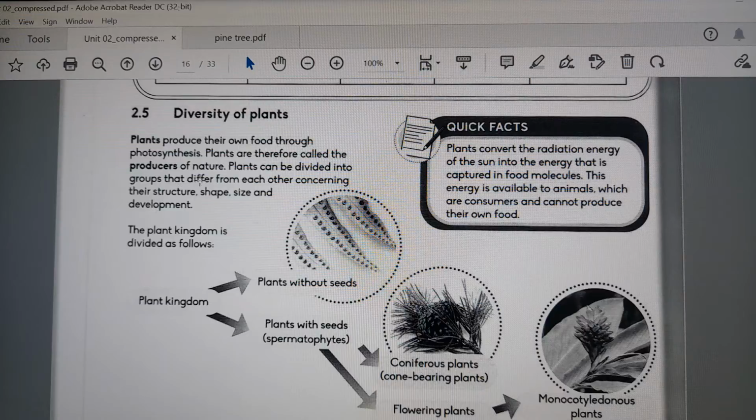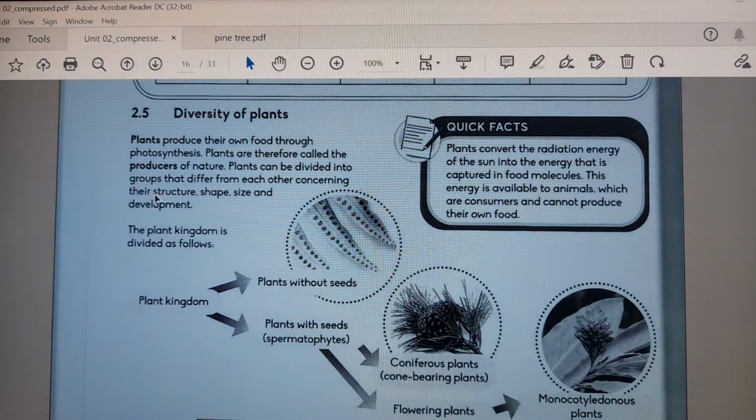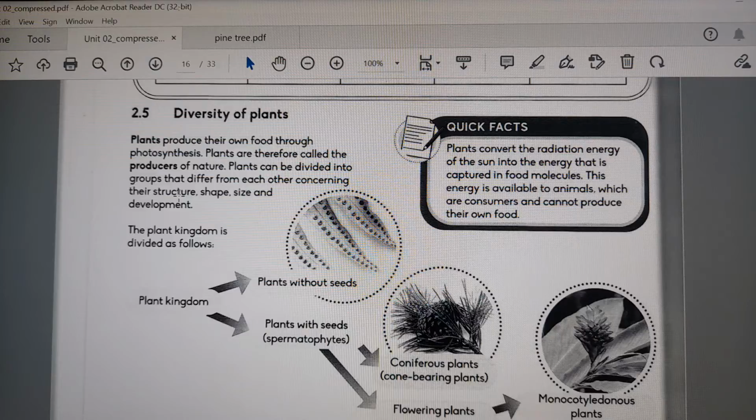You see, with the invertebrates, we were using body, skeleton, breathing, eyes, and movement to differentiate them. But with the plants, we are going to use structure, shape, size, and development to look at the plants. And they say plants produce their own food through photosynthesis, thus we call them producers. Producers are plants because they can produce their own food through photosynthesis.